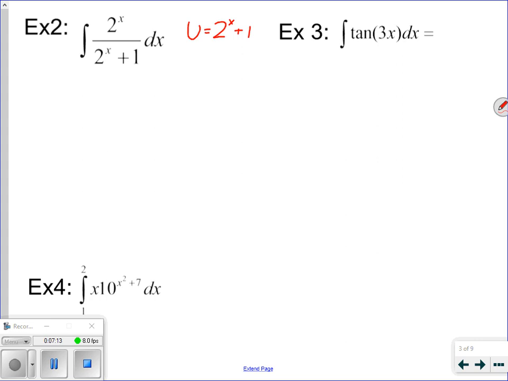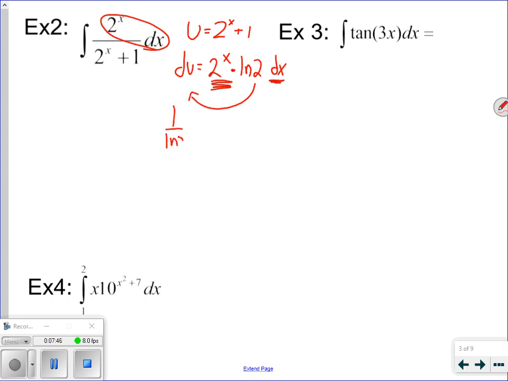But if you take the derivative, du is equal to, what's the derivative of 2 to the x? Let's take it back a little bit. Remember, the derivative of 2 to the x is 2 to the x times the ln of 2. If you had a to the x, it's a to the x times ln of a, and that's the derivative. So we got the 2 to the x and the dx. Let's bring ln of 2 over to the other side. So I got 1 over ln of 2 du equals 2 to the x dx.